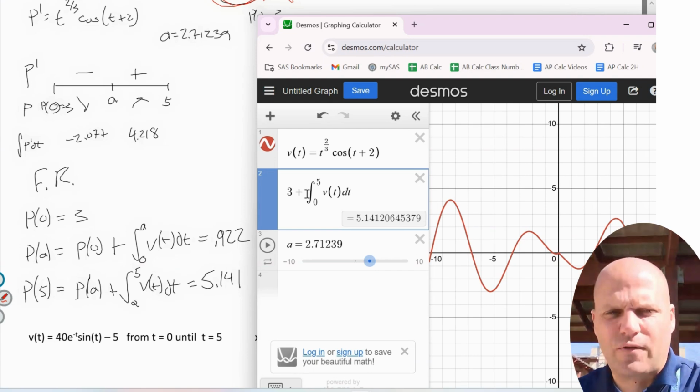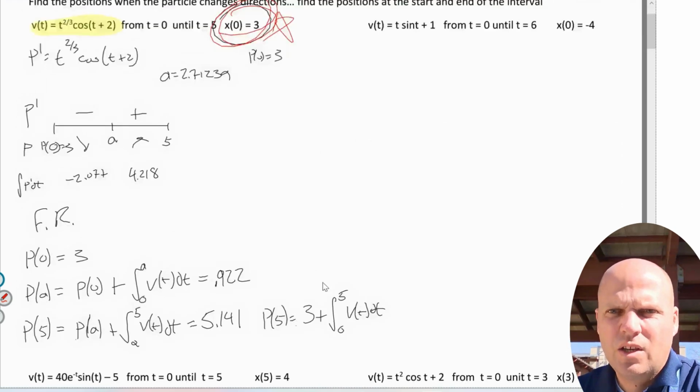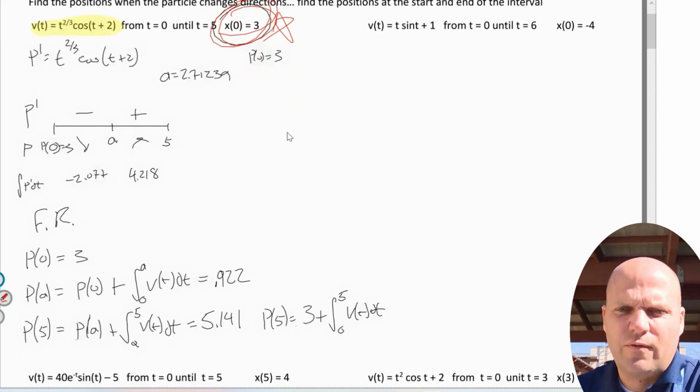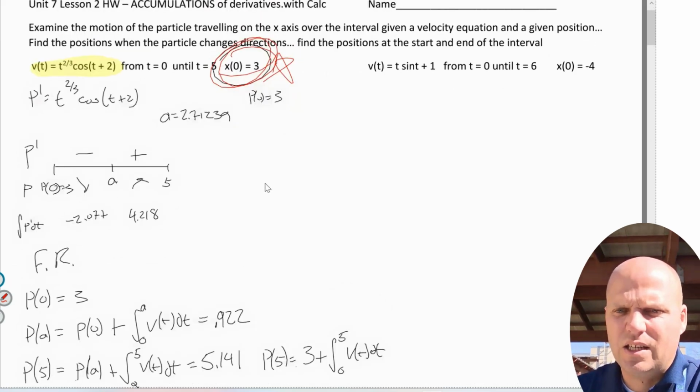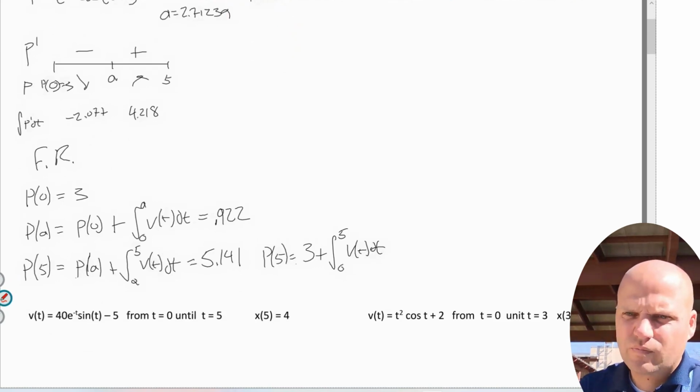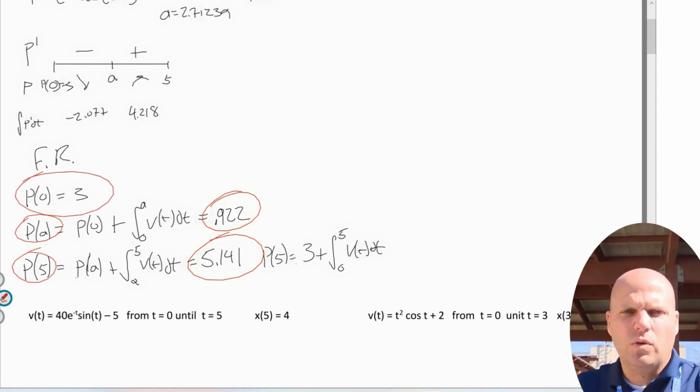It's up to you. You got to figure this out and do it yourself. So find the positions at the start and the end of the interval, and find your position when we change directions. Cool.